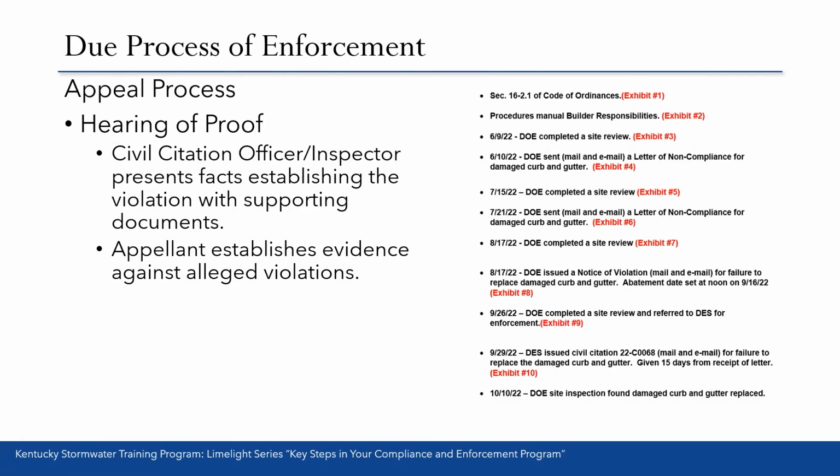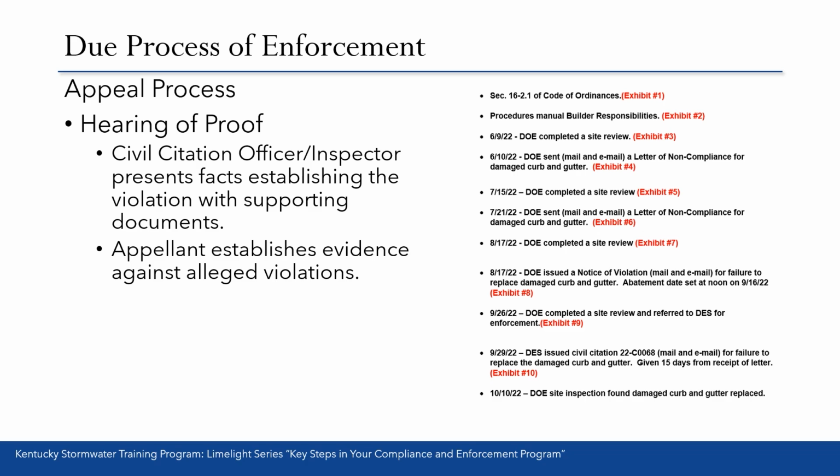Going through an appeal process and the fine details of it could be an entire other presentation. I just wanted to give you a quick overview of what occurs during an Infrastructure Hearing Board or the administrative board. The first thing is the civil citation officer and inspector provides proof of why they believe that the violation is valid and the penalty is accurate. Then from there, the appellant has the opportunity to rebut and may potentially show evidence of why they don't believe that they are in violation of that ordinance.